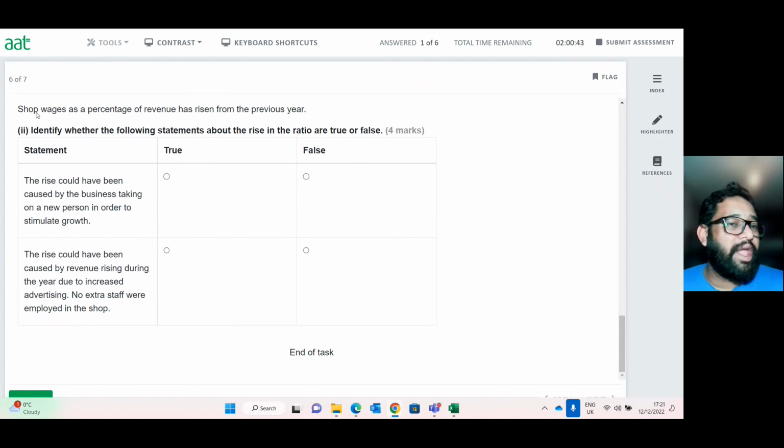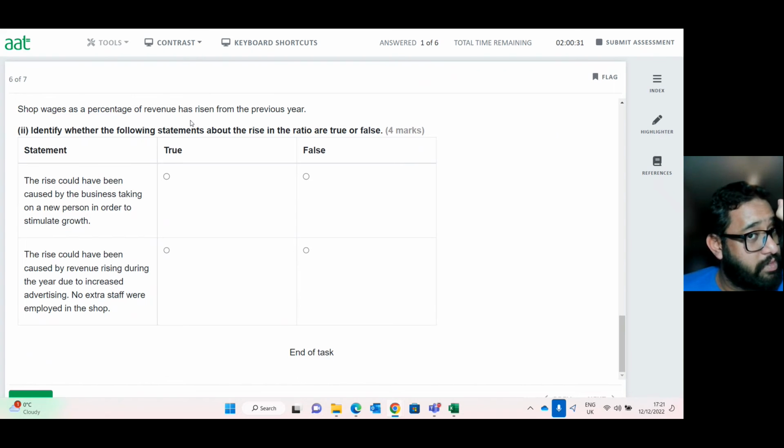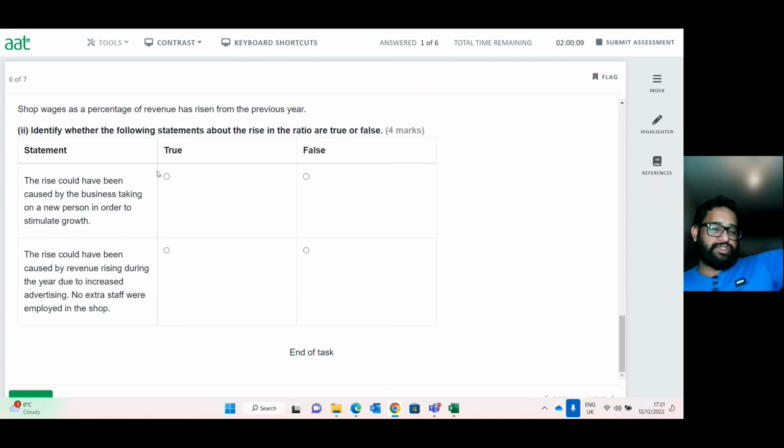They're saying here: shop wages as a percentage of revenue has risen. That means your expense towards your business has increased. That should result in less profit, isn't it? Because if your expense percentage exceeded your revenue, your gross profit or the net profit margin will come down. So here the rise could have been caused by a business taking on a new person in order to stimulate growth. Yeah, it is understandable because for you, your revenue will be increasing for the foreseeable future.